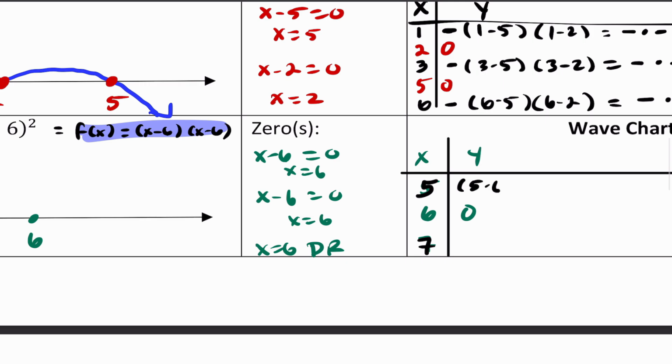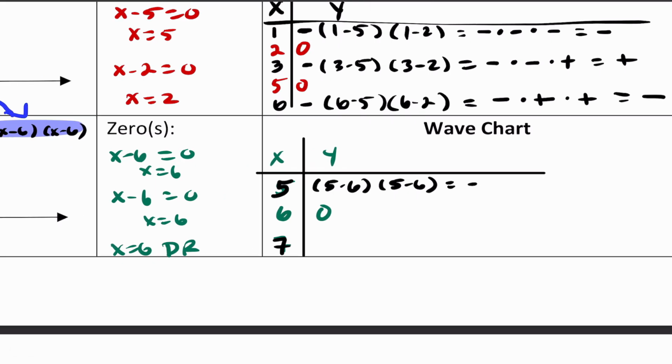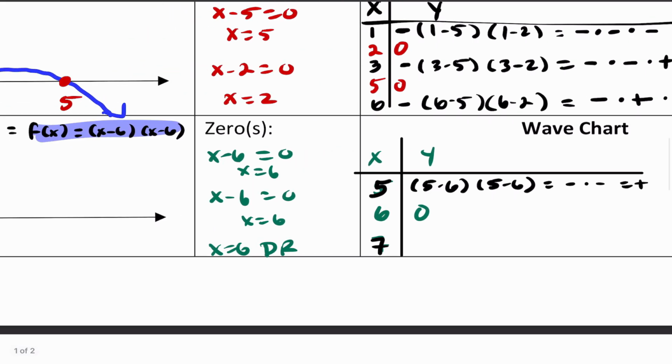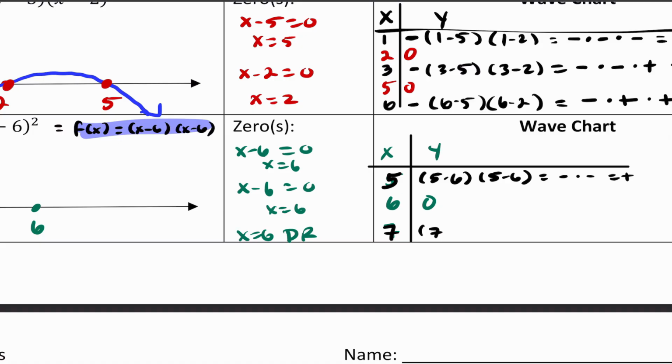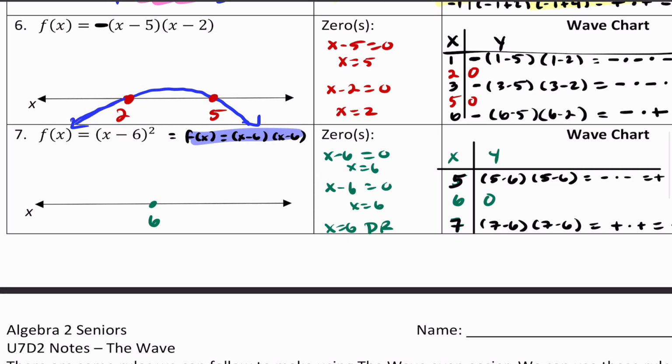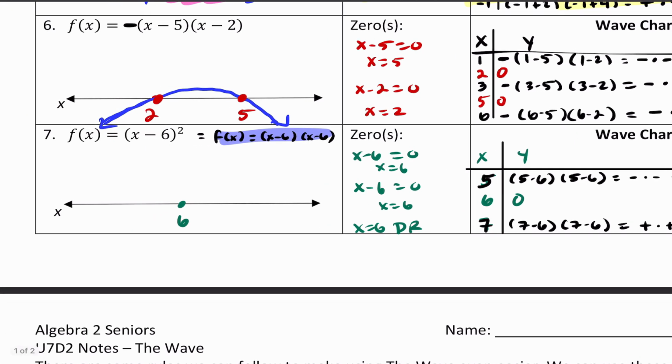So I have 5 minus 6 times 5 minus 6. That's basically a negative times a negative, which is a positive. And for 7, we have 7 minus 6 times 7 minus 6, which is a positive times a positive, which we all know is a positive, right? So if we start to the left of 6, we know for sure we have to start positive. And then we bounce off 6. And then positive again to the right of 6, okay?